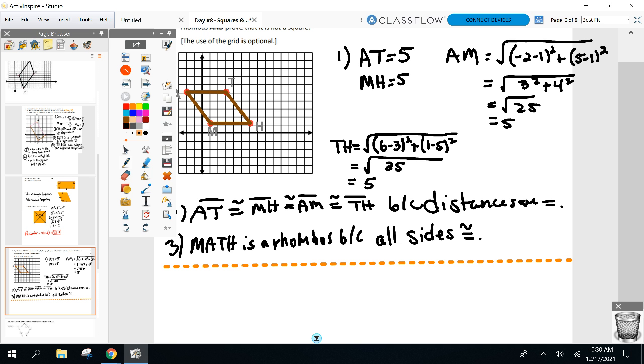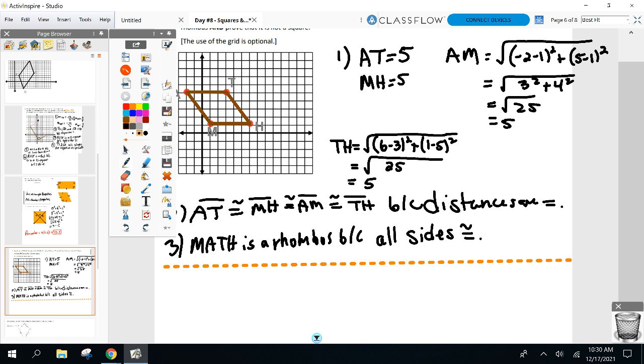Let me see. What's a square have that we can prove this one doesn't have? Oh, right angle. Good, I like it. But do I have to do all 4? No, just 1, right? So let's show there is not a right angle at angle H.